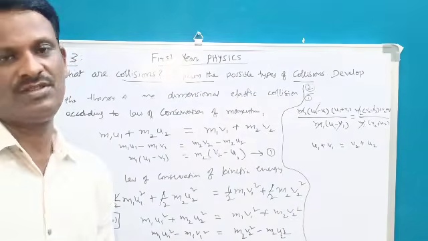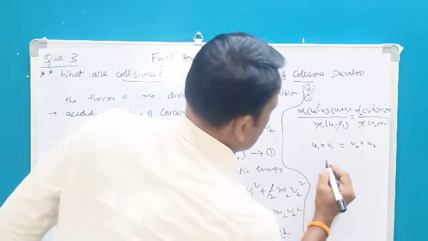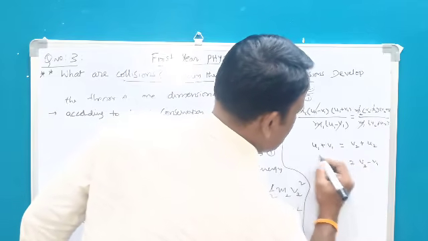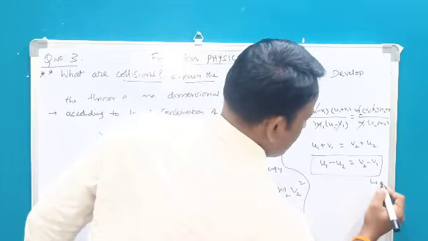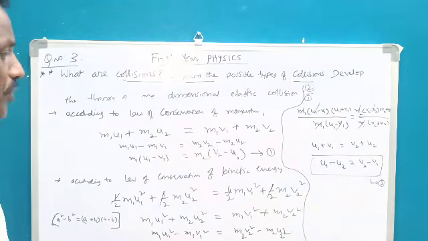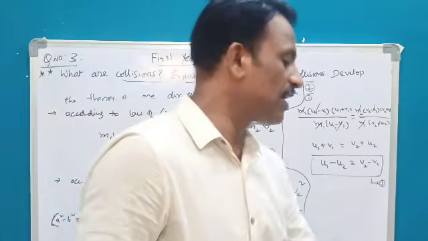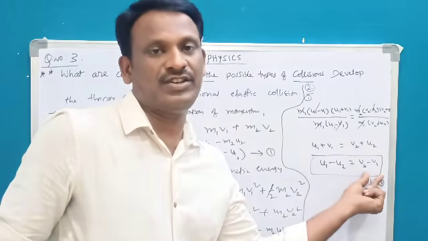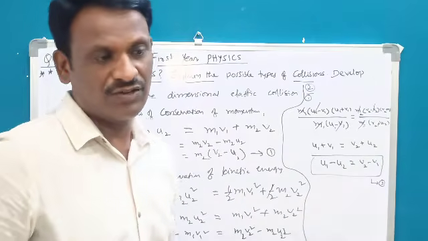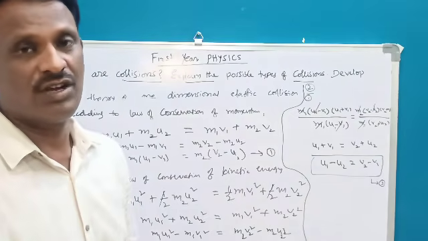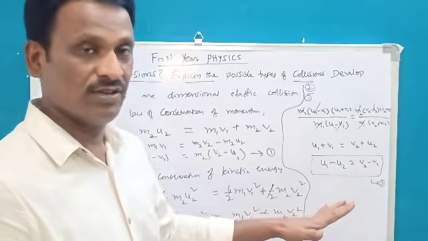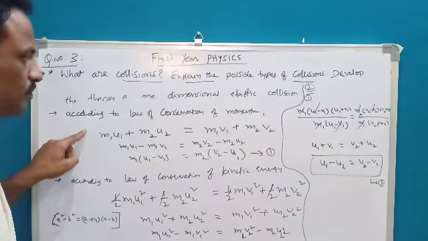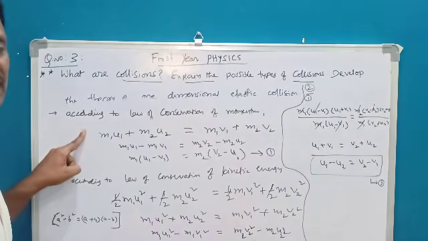Now bring the u terms to one side and the v terms to one side. So u1 minus u2 is equal to v2 minus v1. This is equation 3, one of the very important equations. This is generally called relative velocity of approach is equal to relative velocity of separation. There is a 4 marks question: show that relative velocity of approach is equal to relative velocity of separation. If that question comes, you have to write till this point and you will get 4 marks.